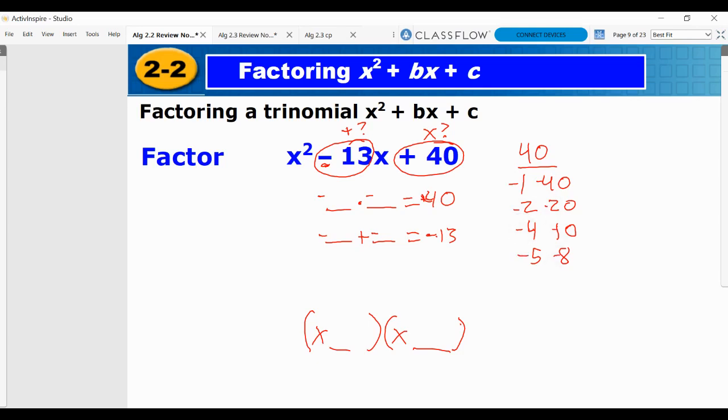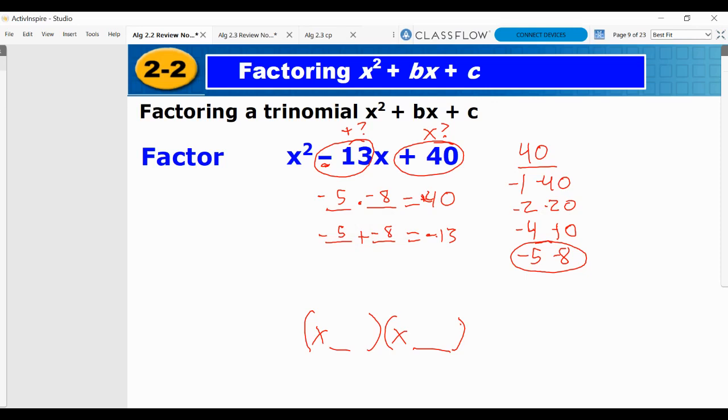And find the ones that would add together to get you negative 13, going to be these guys right here, negative 5 and negative 8. Put those numbers in these spaces and see if it works. Negative 5 times negative 8 is positive 40. Negative 5 plus negative 8 is going to get you negative 13. So there are our two numbers that are going to work.